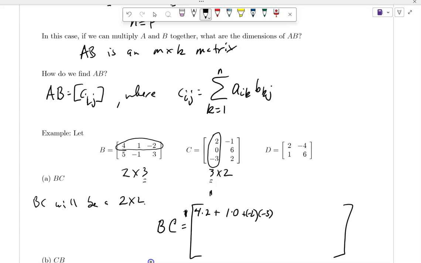What would be your next entry? To the right. I want row 1, column 2. So which row and which column am I interested in? First row of B, and second one of C. The second column of C, right? Okay. So what dot product essentially are you gonna do? 4 times -1, 1 times 6, -2 times 2.